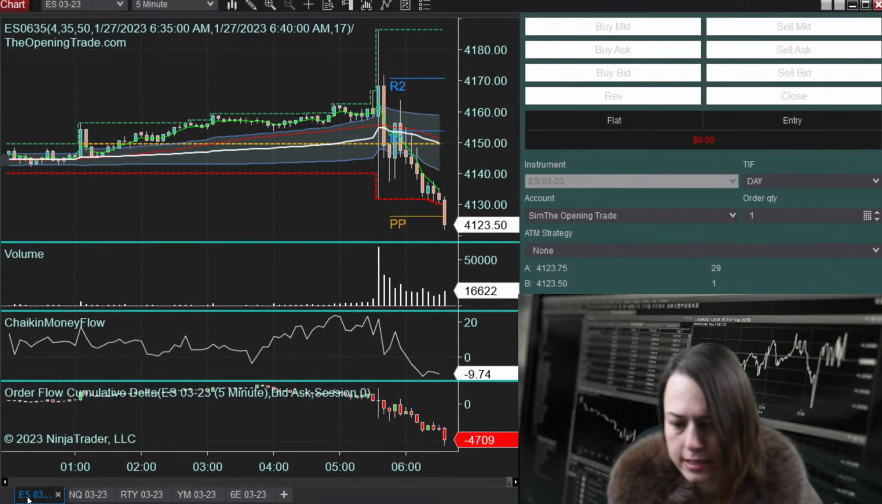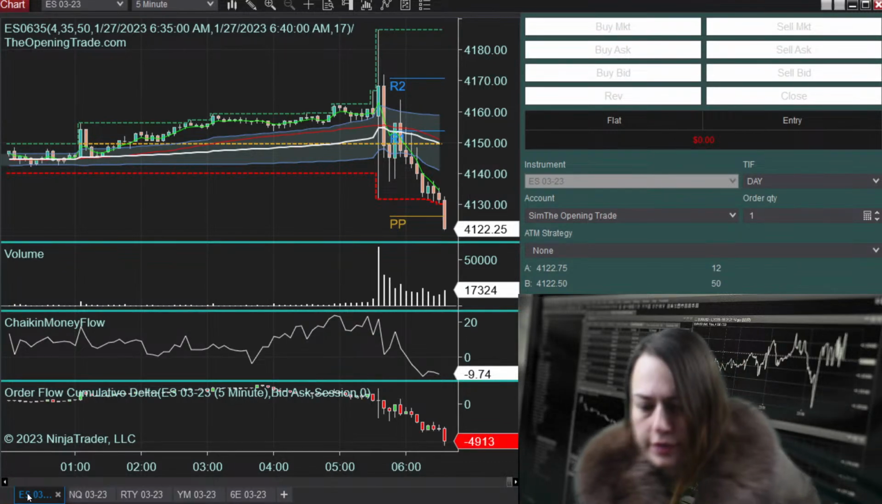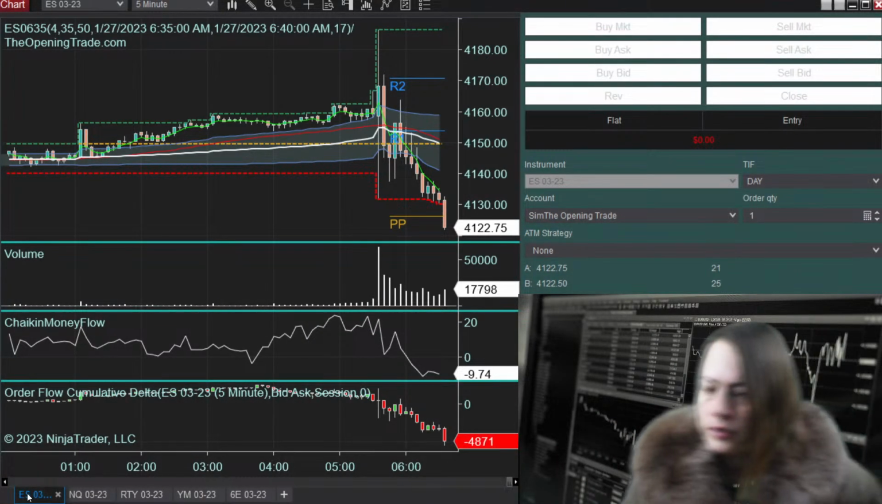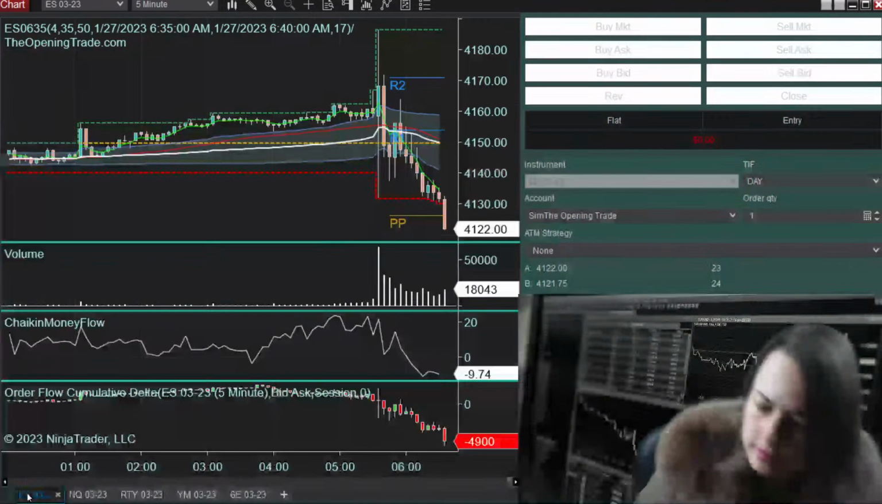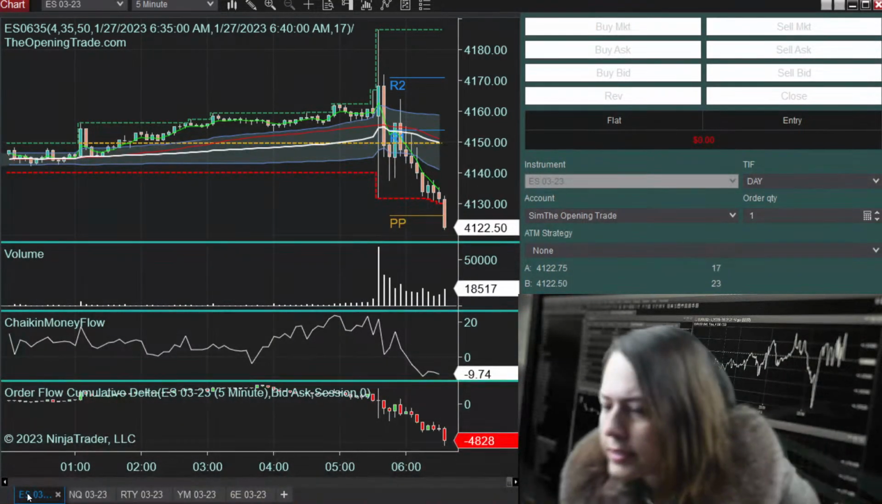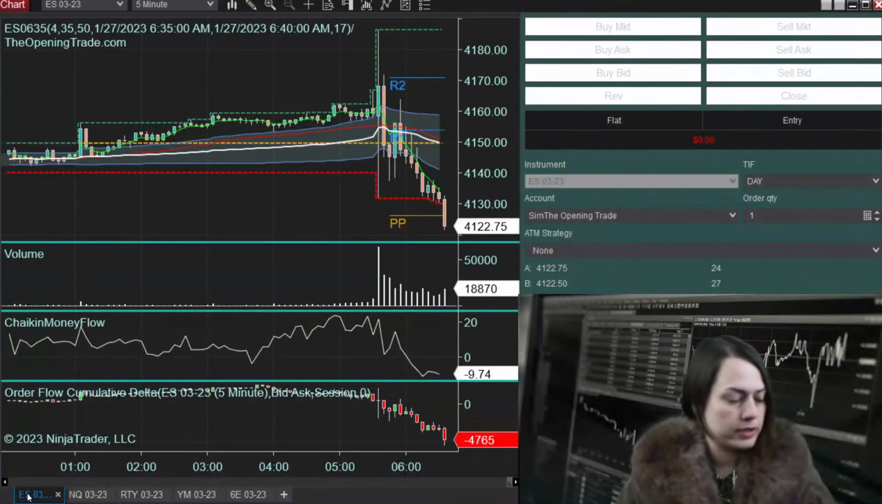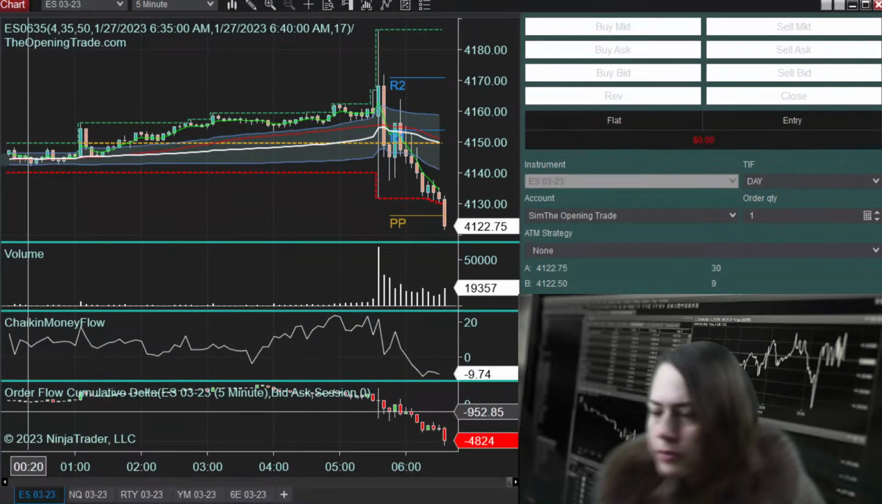What are we seeing in our other markets right now? So right now in the S&P 500, it has also hit the pivot point past the overnight low.